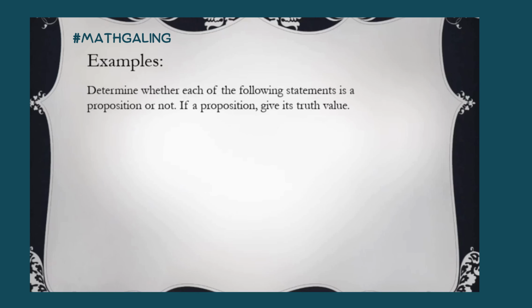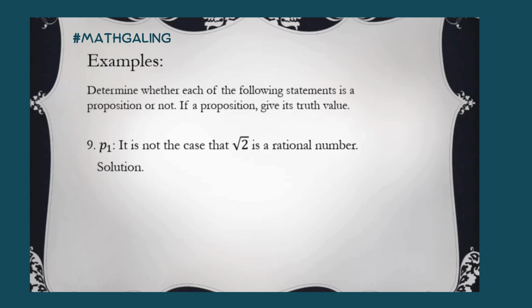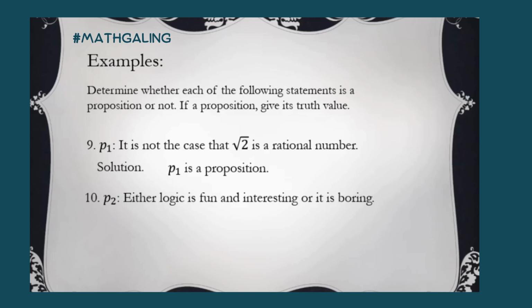Another example is: it is not the case that the square root of 2 is a rational number. So our solution for number 9 is, it is a proposition. Number 10: either logic is fun and interesting or it is boring. So our solution to number 10 is, it is a true proposition, because either logic is fun and interesting or it is boring, it depends on whether you like it. It declares that logic is fun and interesting or it is boring.